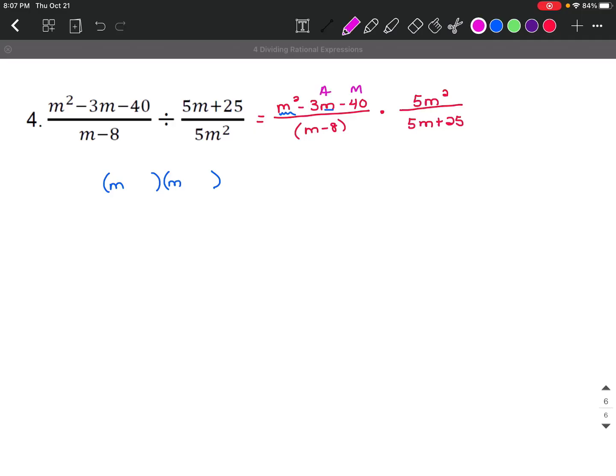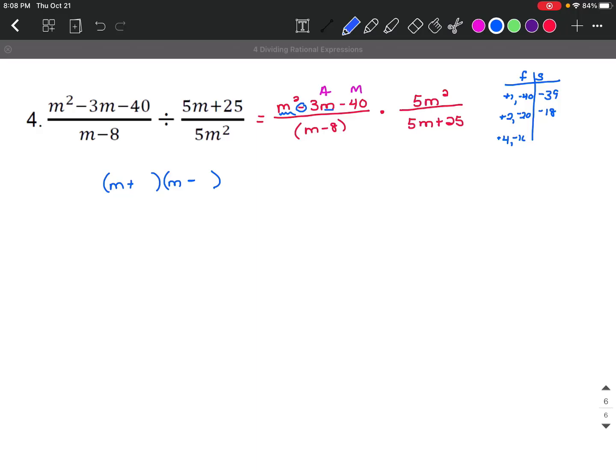I am factoring. I need two numbers that multiply to a negative 40 and add to negative 3. Since they're multiplying to negative 40, their signs are different, and since they're adding to negative 3, the bigger number is going to be that negative. What multiplies to 40? Well, we've got 1 and 40. That adds to 39. 2 and 20. That adds to negative 18. 3 does not go into 40.